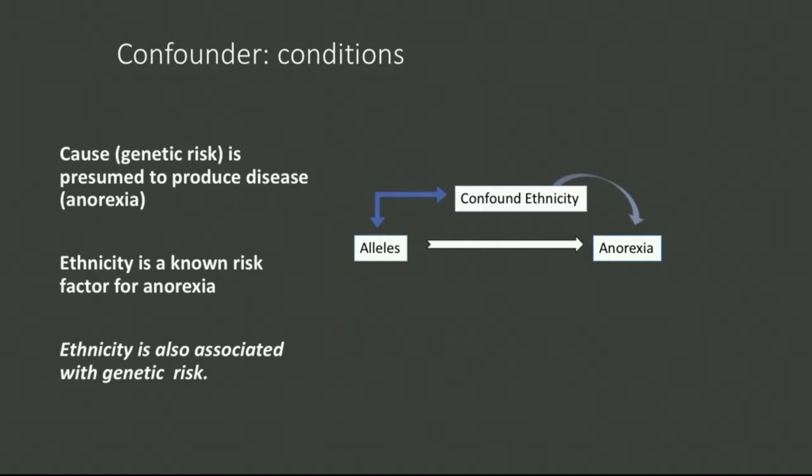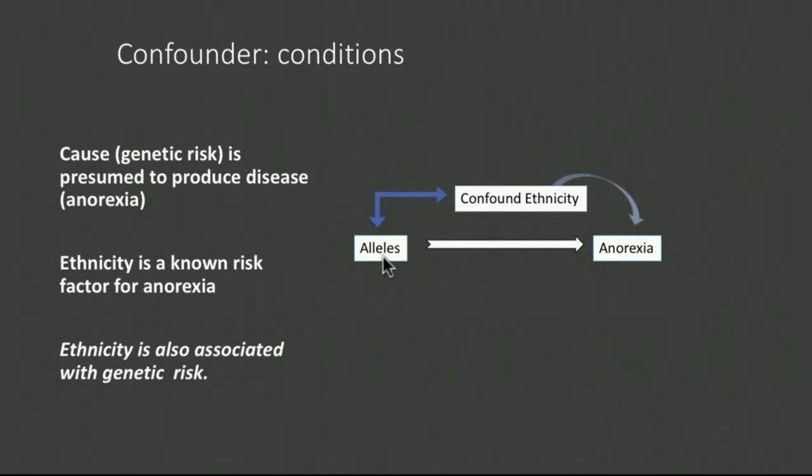What is a confounder? A confounder is a third variable that's related to both the cause and the effect that you are studying, but it is not on the causal pathway. Now, genetic risk is the presumed cause, and it produces the outcome, that is anorexia in this scenario. Ethnicity is also a known risk factor for anorexia. Ethnicity is also associated with genetic risk. The allele representation is different in one ethnic group.